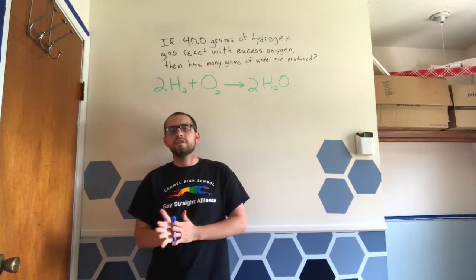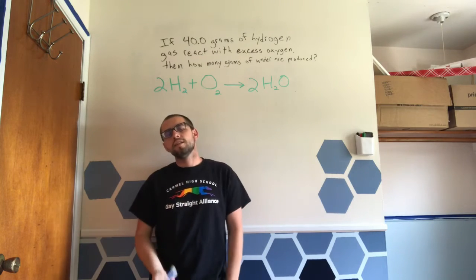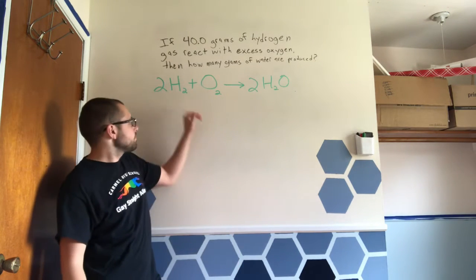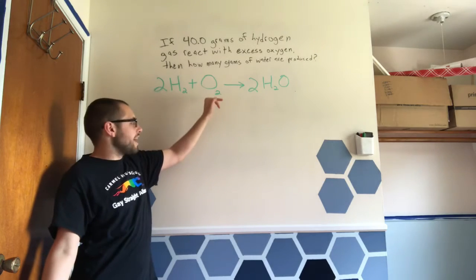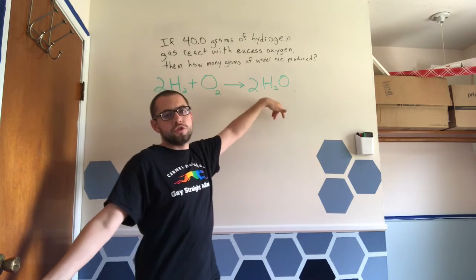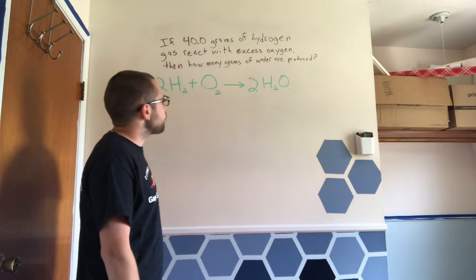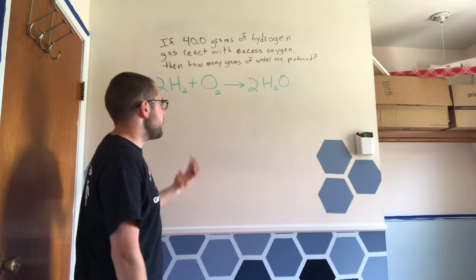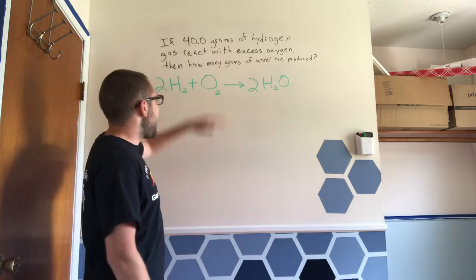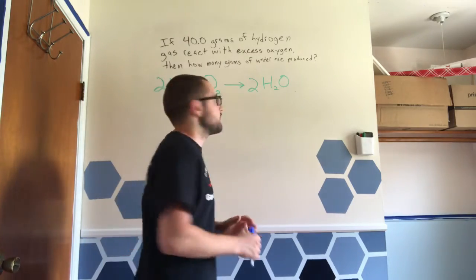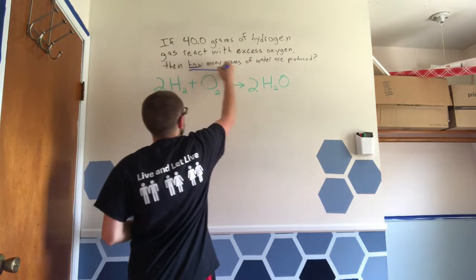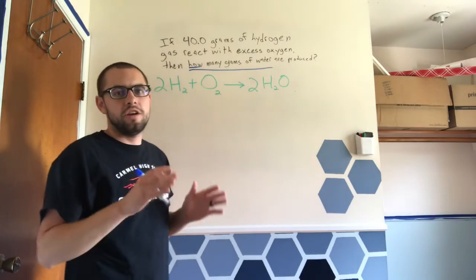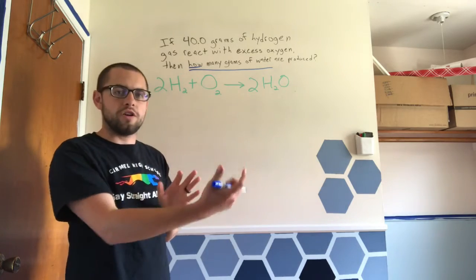Okay, so for our first example, let's stick with the same reaction that we've been looking at a lot in this video. We're making water still. 2 moles of hydrogen gas react with 1 mole of oxygen gas to produce 2 moles of water. And then my story problem says, if 40 grams of hydrogen gas react with excess oxygen, then how many grams of water are produced? I'm going to go ahead and follow my question word here. How many grams of water? That's what I want my answer to be in. Grams of water.